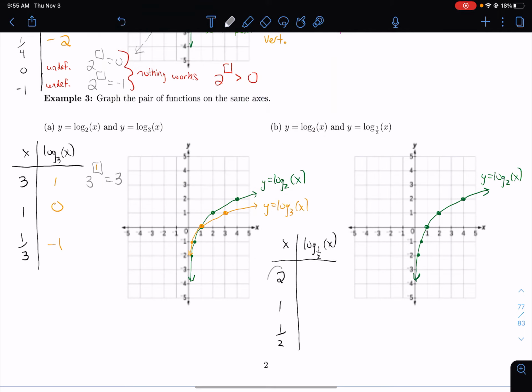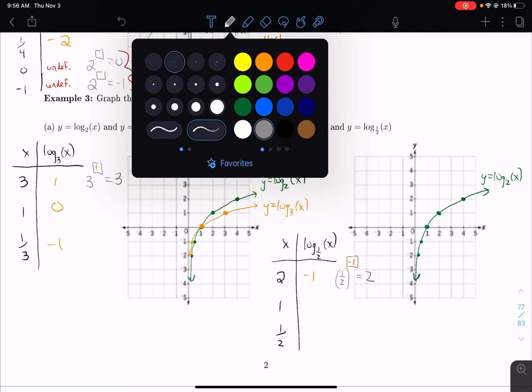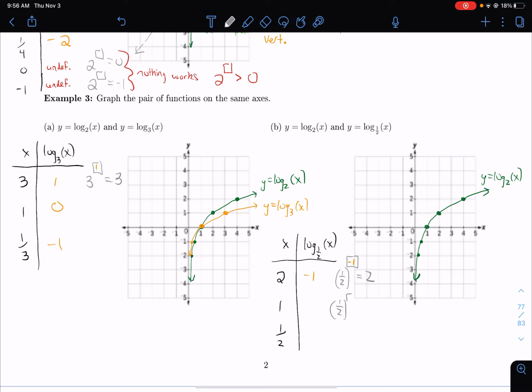If I plug in 2, I'd want to know, 1/2 to what power equals 2? Well, that exponent would have to be -1, to take the reciprocal of the 1/2 and make it become a 2. So that's -1. If I plug in 1, then I want to know 1/2 to what power equals 1. To get 1 out, I need the exponent to be 0. And the last one, let's practice doing it without writing it out explicitly. I want to know 1/2 to what power equals 1/2, and that's just 1.